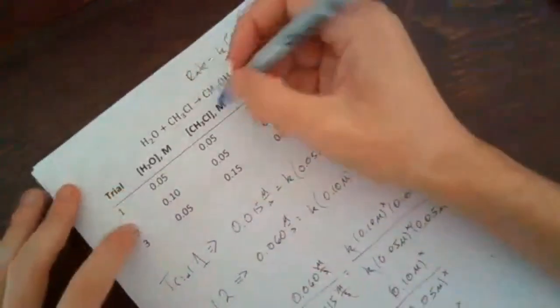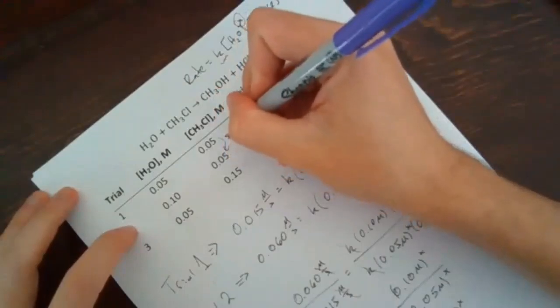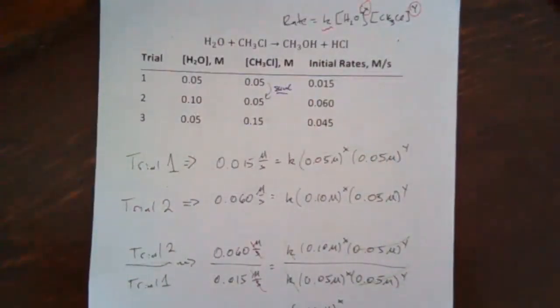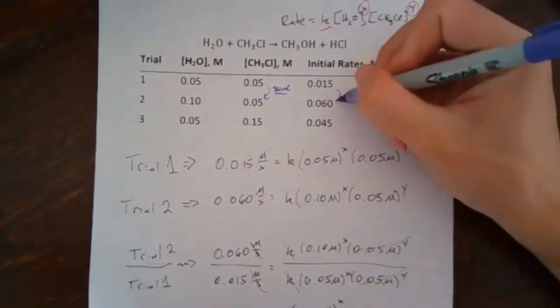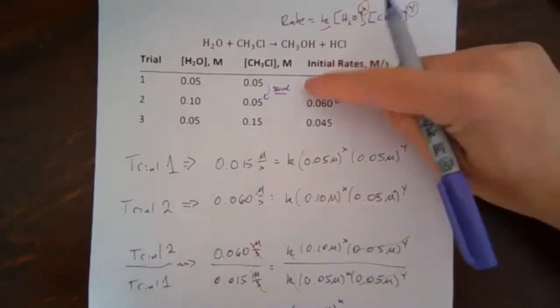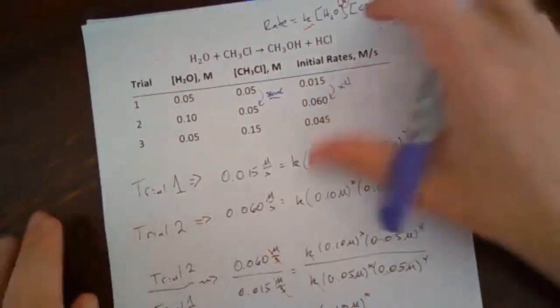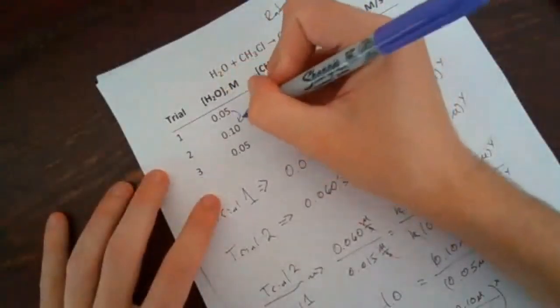If we look between trial 1 and trial 2, these two values are the same, right? So because those are the same, that means that is not affecting the rate. Any change in rate is not based off the change in the concentration of CH3Cl. It's contributing to the rate overall, but it's not contributing to this change. And this change, 0.05 to 0.06, is times 4. Whereas this change right here is times 2.